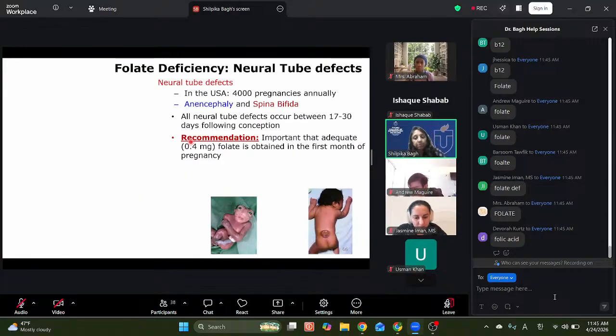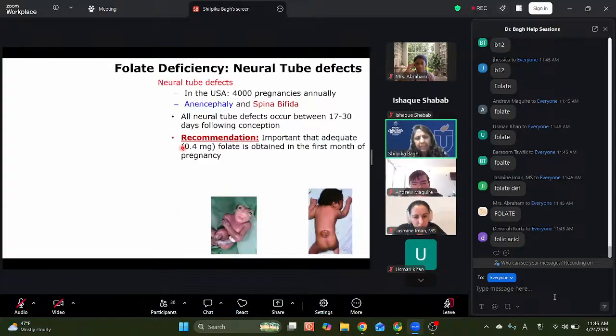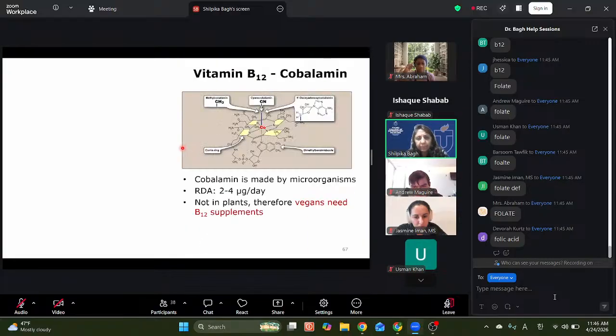See, neural tube defects, anencephaly, spina bifida, occur if a pregnant female is not taking adequate folate. Sometimes it happens because the female doesn't even know that she has conceived and may take longer to start the folate. Sometimes it happens then too. One thing I was bringing to your attention, but I think it slipped from my mind, which was very important. Can I go back? What was I trying to say? It will come, it will come.